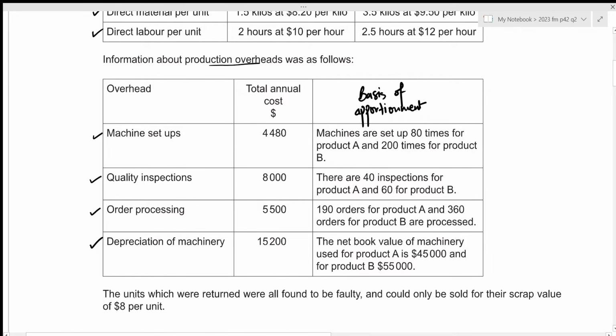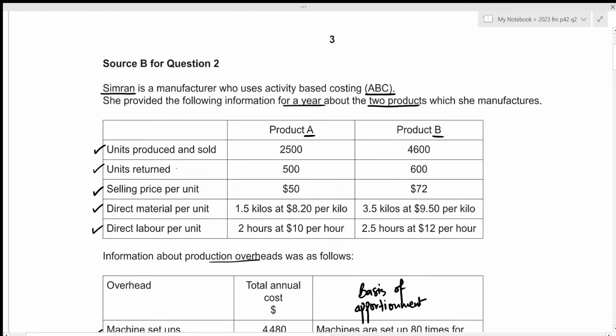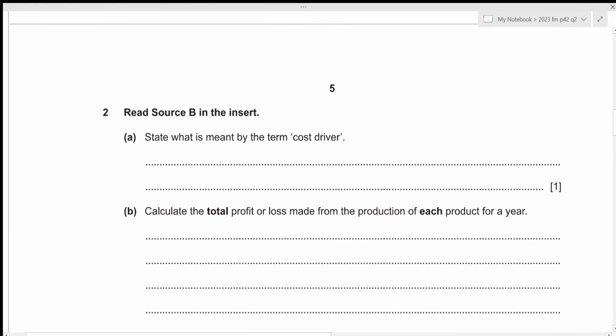Okay, the units which were returned were all found to be faulty and could only be sold for the scrap value of 8 per unit. So we were given information regarding units returned right here, and the price for these, it can only be sold for 8 per unit now. All right, let's have a look at our first question.